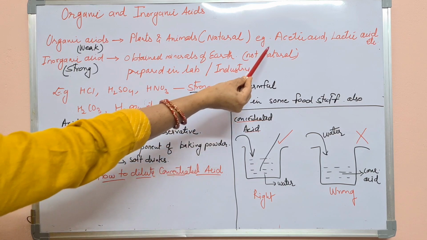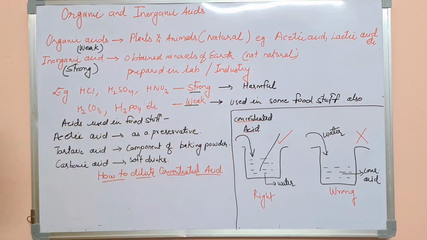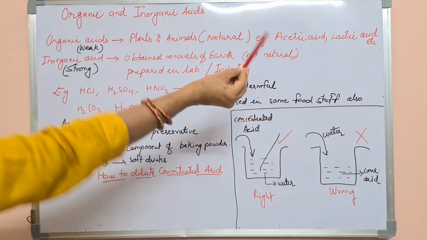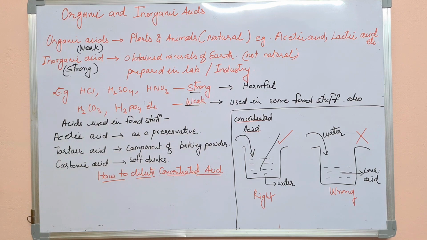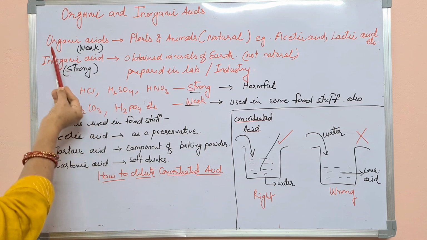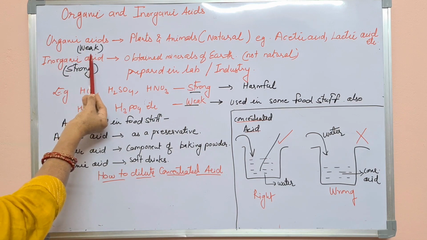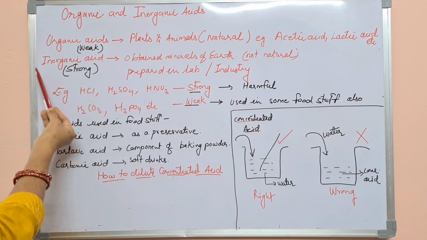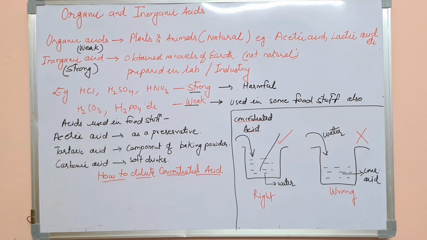An example is acetic acid, or by its common name vinegar, used in Chinese food as well as a preservative. Lactic acid is present in milk, and so many others are there. So generally organic acids are weak in nature.